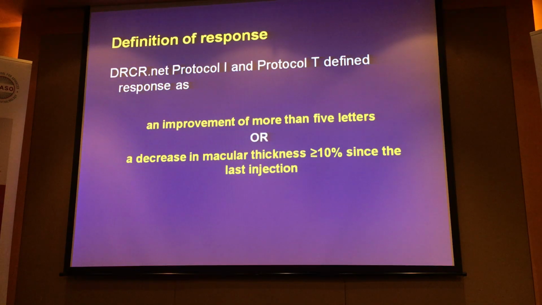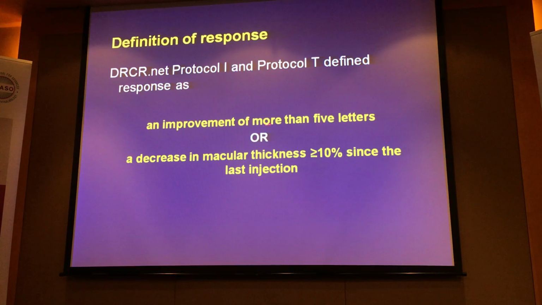Now, you've heard a lot about DRCR-net, and he's the expert. So I'm just going to draw some lessons from DRCR-net. The first is the definition of response in DRCR-net is reasonable to me and very measurable. Improvement in more than 5 letters. For us, it's 1 Snellen line improvement. Okay, good. 2 Snellen line, even better. 3 lines, excellent, right? 3 lines is 15 letters or more.